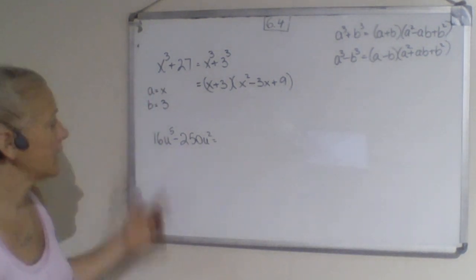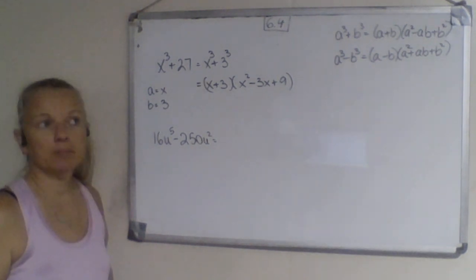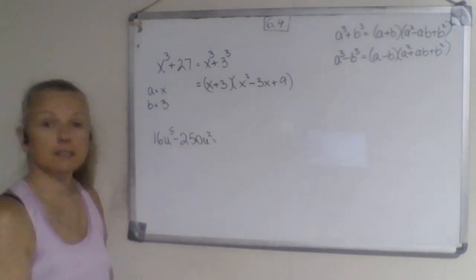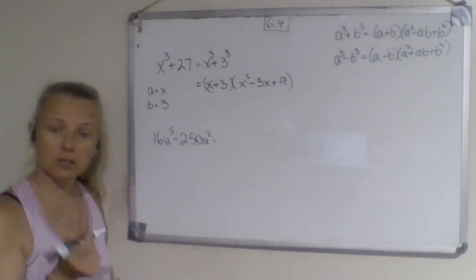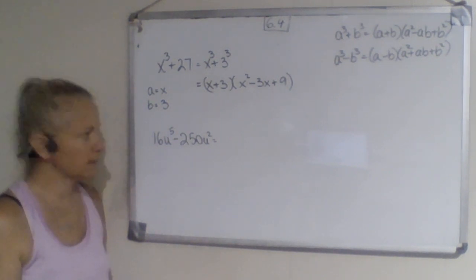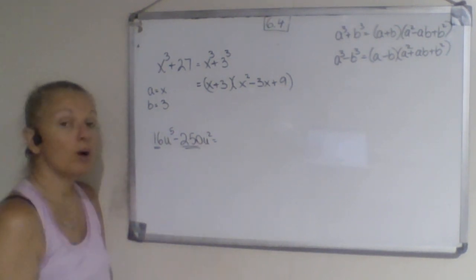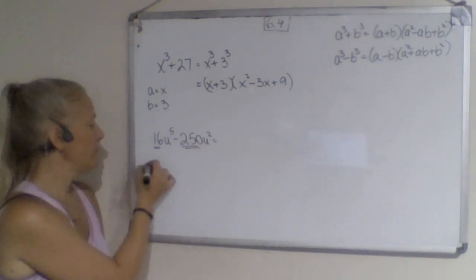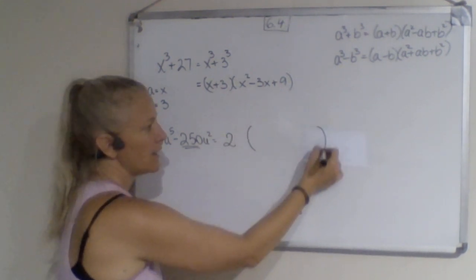What if it doesn't look like a cube? Because if you look at 16, 16 is not a cube of anything. 8 is, but 16 is not. 250 is not the cube of anything. Should you need to, you just use your calculator, take the cube root of 250, and you get a decimal. But I'm looking at 16 and 250. They're both even. I can factor a 2 out. Okay? That's the first thing I'm going to factor out.